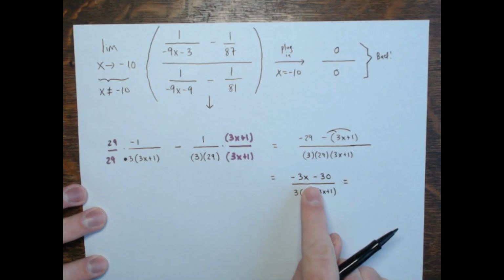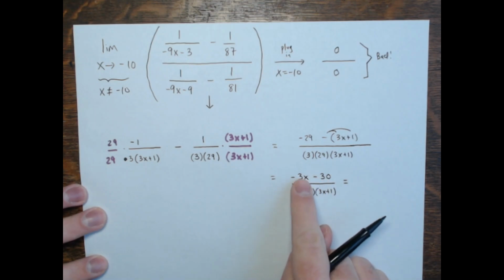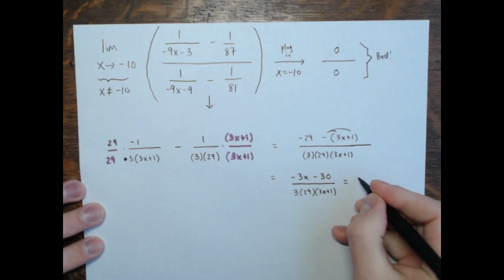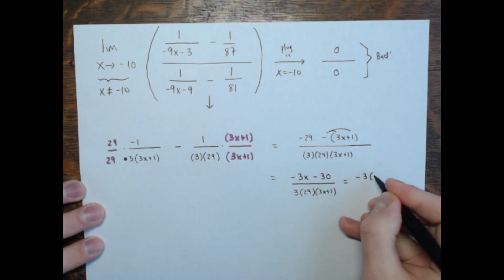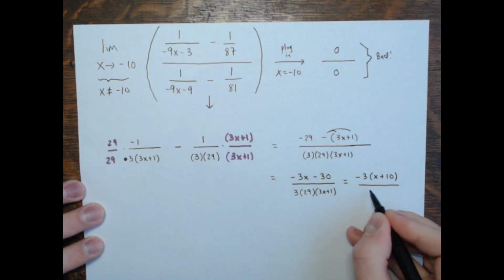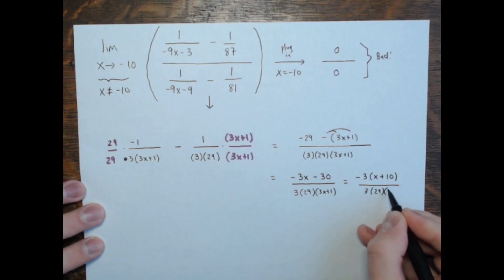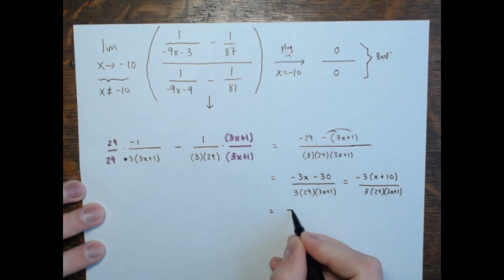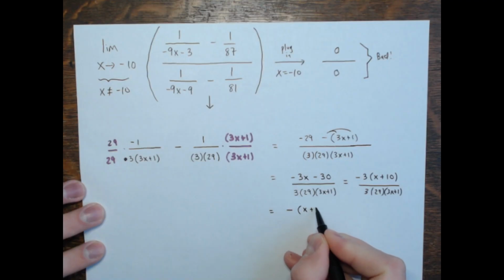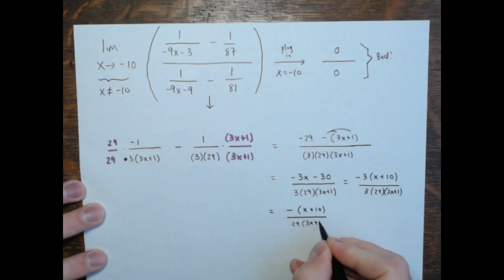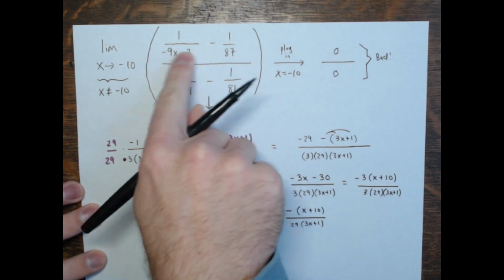And I'll simplify this a little further. You can divide each of these by 3. I could factor 3 out of here. Actually, I'll factor a -3 out. And that's -3 times x plus 10. That's -3x minus 30, divided by 3 times 29 times 3x plus 1. And the 3's cancel. So this is just the numerator. You've got -1 times the quantity x plus 10 divided by 29 times the quantity 3x plus 1. Right, so that's just the numerator put together.